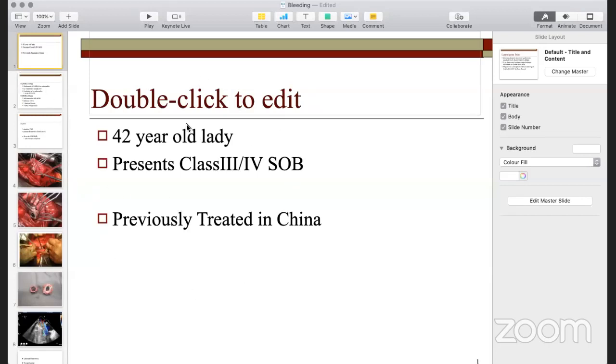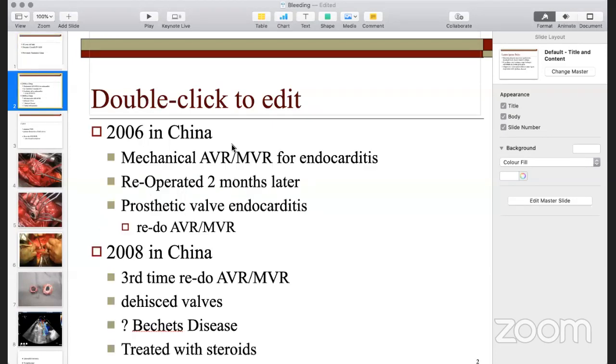A 42-year-old lady comes with shortness of breath. She was previously treated in China. The bad news is she's young, and the more bad news is her history. In 2006, she had a mechanical aortic and mitral valve replacement for endocarditis. She had a reoperation 2 months later for endocarditis with a redo double valve, and then 2 years later a third-time redo for dehisced valves. They thought she might have Behçet's disease and treated her with steroids, but that was never proven.